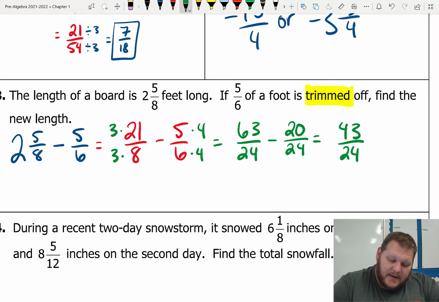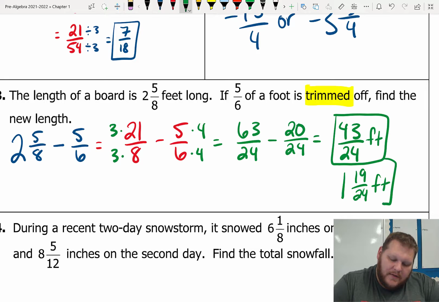So you can leave it like that. Improper fraction is fine. In this case, since it's describing a length of a board, it might make more sense for us to put it as a mixed number. So 24 goes into 43 just once, with 19 left over. So 1 and 19/24 feet. Either of those two, totally fine. But notice here, since it's an application problem and I'm given units, I need to make sure I include those units in my answer.